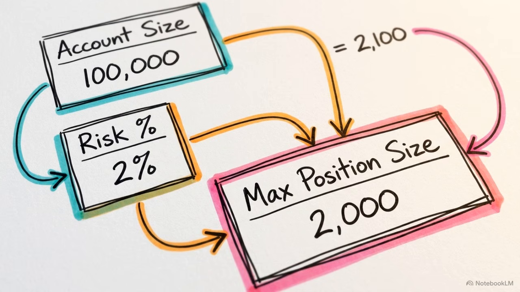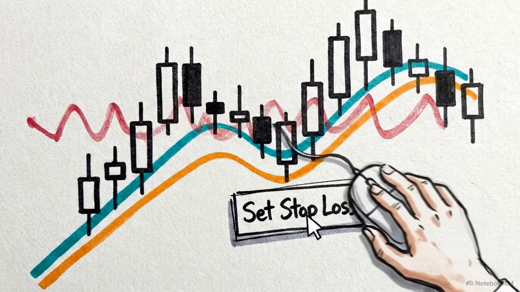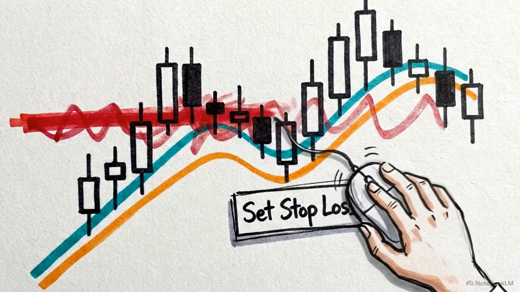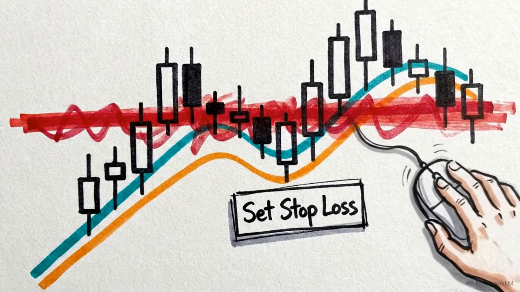Step 3 is architecting your risk. This is the mechanism that ensures you survive in the market long-term. Even perfectly mapped trends fail. The market will move against you, which is why absolute capital protection is a non-negotiable rule.